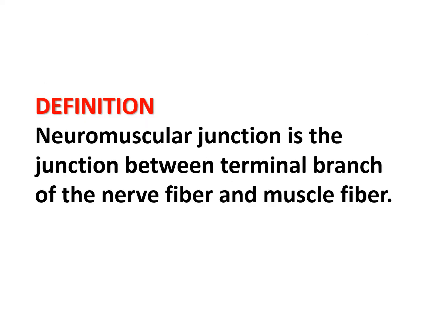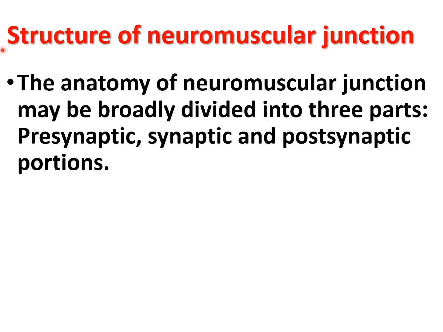So what is the definition of the neuromuscular junction? The neuromuscular junction is the junction between the terminal branch of the nerve fiber and the muscle fiber. The structure of the neuromuscular junction can be broadly divided into three parts: presynaptic, synaptic and postsynaptic portion.